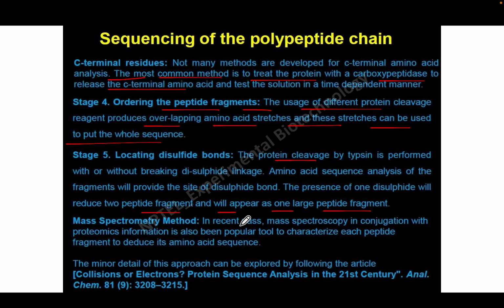Mass spectrometry method. In the recent past, mass spectrometry in conjunction with proteomics information has also been a popular tool to characterize each peptide fragment to deduce its amino acid sequence. The minor details of this approach can be explored in the following articles. If you want to study the details, you can follow this article. So you can do mass spectrometry in conjunction with proteomics information, which is a popular tool to characterize each peptide fragment to deduce its amino acid sequence.